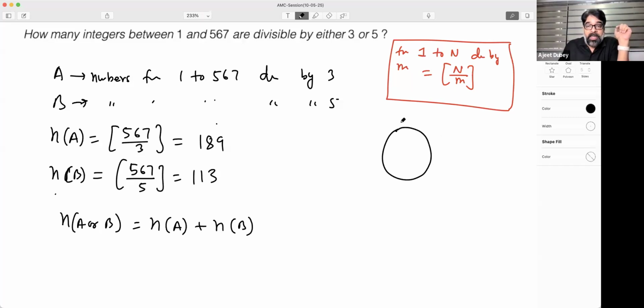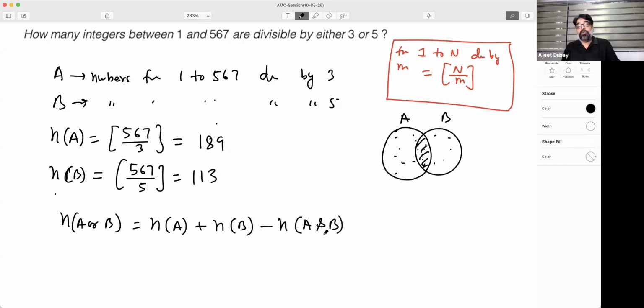Suppose this is the A, where all the numbers are divisible by 3. And there is a B, which is divisible by 5. But these are the numbers which are common, divisible by 3 as well as 5. In this process, this portion I added 2 times, but I want only 1 time. So minus N of A and B, meaning A and B both should not be counted twice.